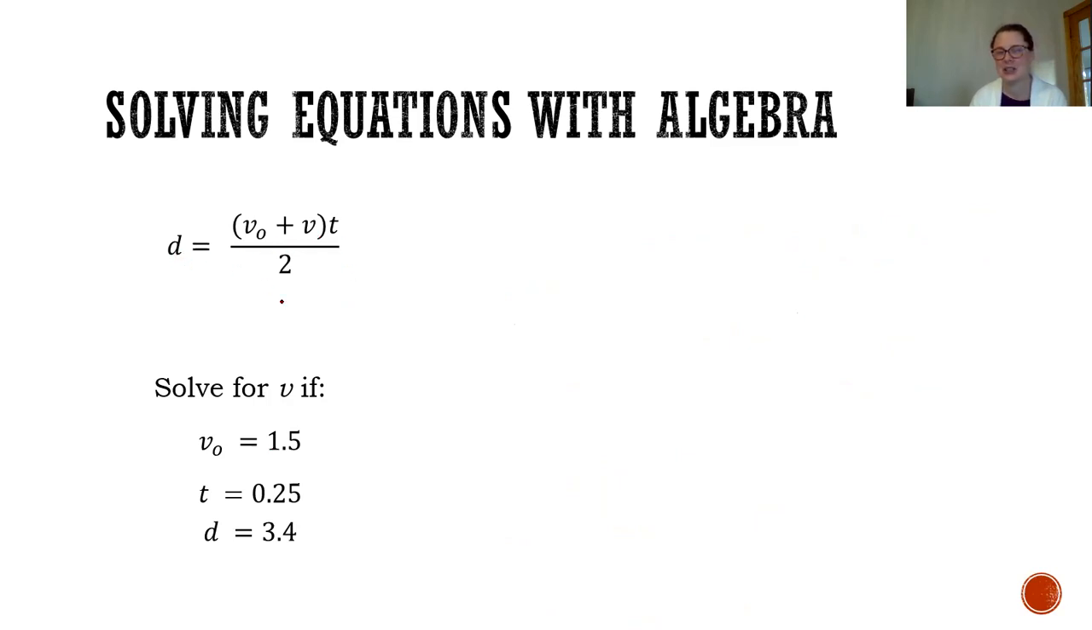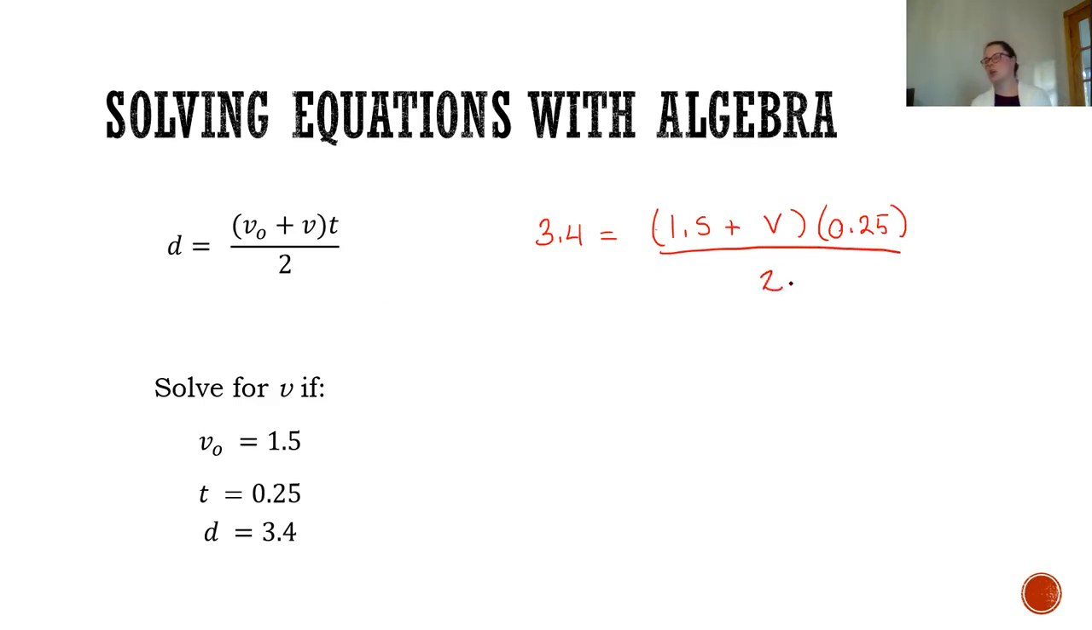All right, so let's plug in our numbers in this question. Again, this is one that's easier to calculate if we plug the numbers in first to rearrange it. And that's typically what we'll end up doing. So we're going to put 3.4 in where D is. So 3.4 is equal to, so V naught is 1.5. So in our brackets, we have 1.5 plus V times T of 0.25, all divided by 2.